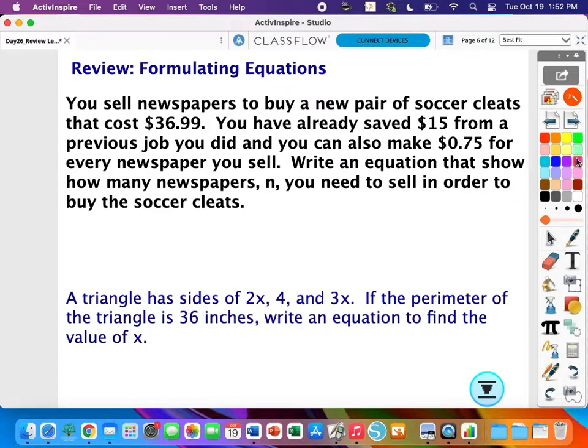The main problem that I see when people are formulating equations is that they're trying to work the problem as they're writing the equation. You don't want to do that. Start out with the total every time. What's your total here?